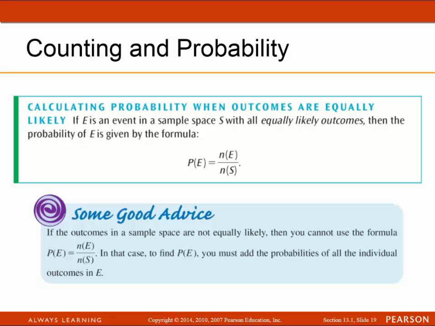Now, calculating probabilities when outcomes are equally likely. If E is an event in the sample space S with all equally likely outcomes, then the probability of E is given by the formula P(E) equals the number of outcomes in E divided by the number of outcomes in the sample space. Now, if the outcomes in the sample space are not equally likely, then we cannot use this formula. In that case, we must add the probabilities of all the individual outcomes in E to get P(E). Remember, like I said before, if I add the probabilities of all of the outcomes within a sample space, I should get 1.